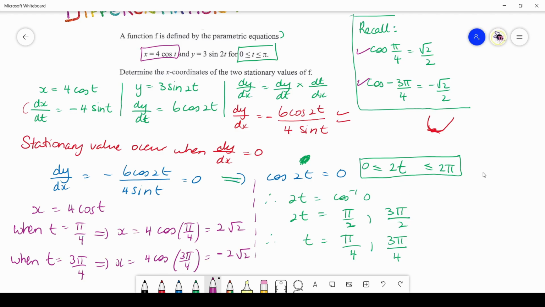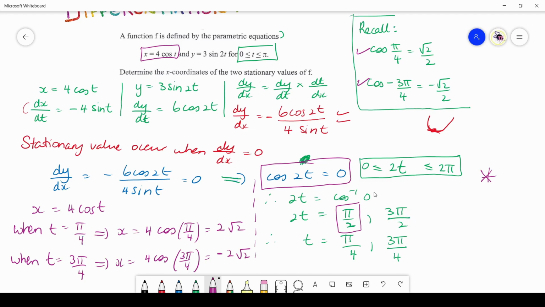I think for a lot of students, this part would have been challenging. You would have gotten to the part to equate your gradient to zero, and perhaps you would have reached here, and most of you would have generated one value for t and forgotten about the second one.